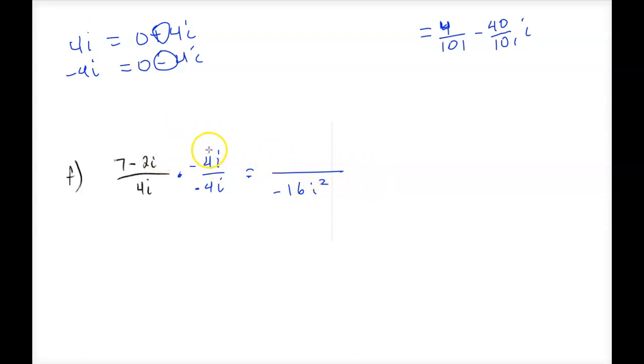In the numerator, we have an imaginary number being multiplied times a complex number. So we're going to distribute that imaginary number to both terms. And that ends up giving us a negative 28i. Let's try that again. So negative 28i, and then that'll be plus 8i squared.